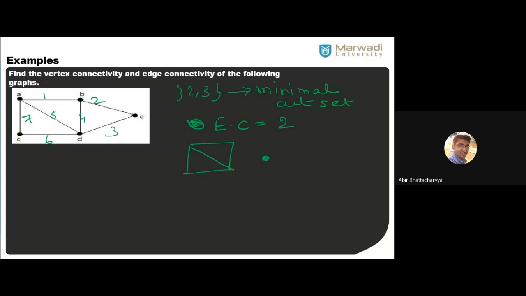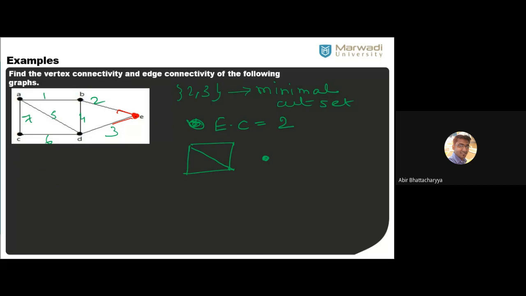Now VC. VC means I will try to remove one vertex first. Let's say I remove E. If I remove E, that means I have to remove this 3 and 2 both at a time. But is it possible, by removing E, to make the graph into 2 parts? No. I am removing E, that means the graph would be like this, so it is still connected. By removing E, I cannot make the graph into 2 parts.